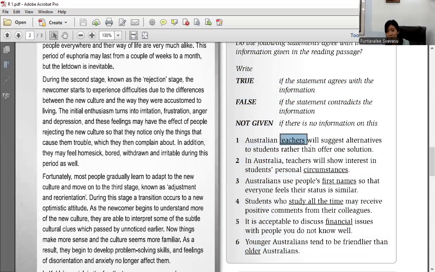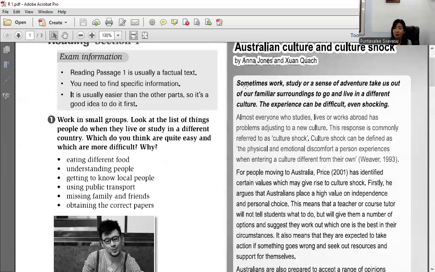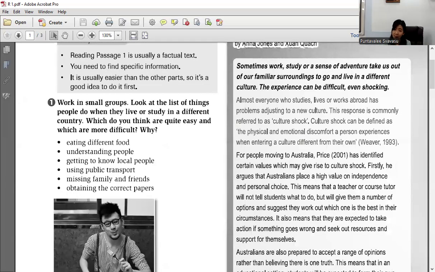Okay, so right now, could you go back to the text and scan to find which parts talk about the teacher and students? I'll leave you a few minutes to scan the text.